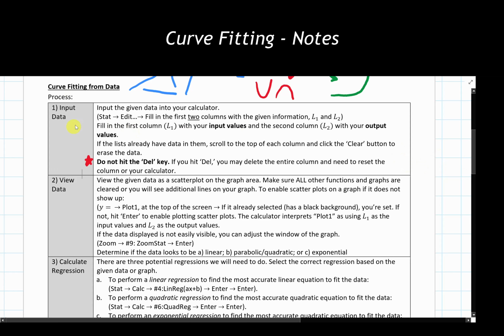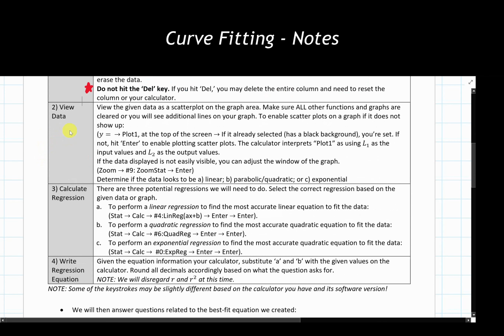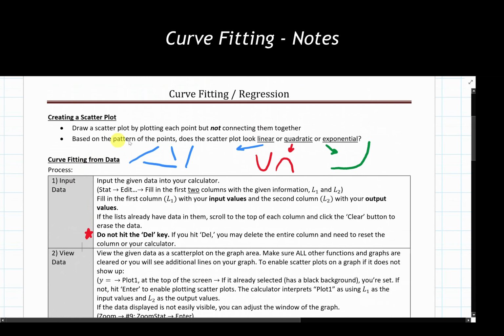So we're going to input all of our data into the calculator. Great, it's all in there, perfectly good to go. The next thing that we want to do is actually view this data. Again, we want to see what the scatter plot tells us. Does this look more linear? Does it look more quadratic? Does it look more exponential? What am I looking at?